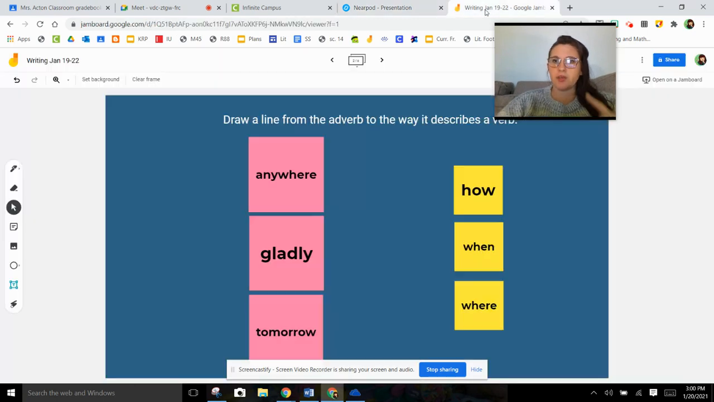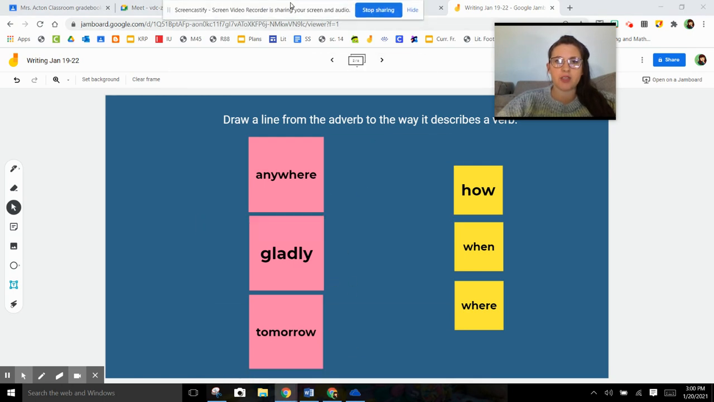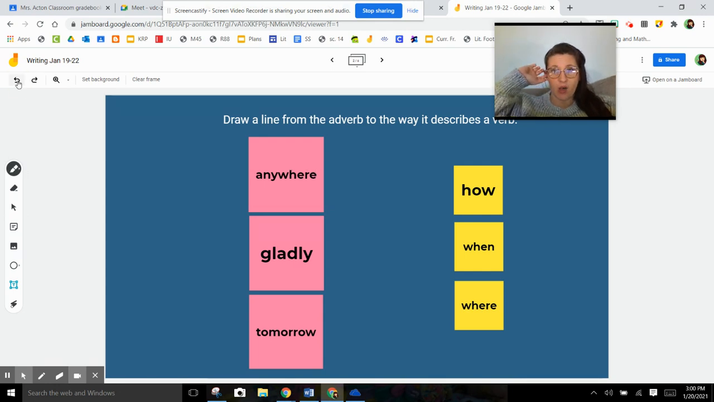All right, so now we're going to go to a Jamboard. Miss Acton's going to show you some things that you're going to be doing in your Nearpod today to kind of help you. So the first thing that you're going to be doing is matching, and you're going to draw a line to the adverb that it goes with, the way it describes the verb. I'm going to grab my pen tool. So the first thing I want to look at is the word anywhere. So is it describing how a verb would be, when the verb would be, or where the verb would be?